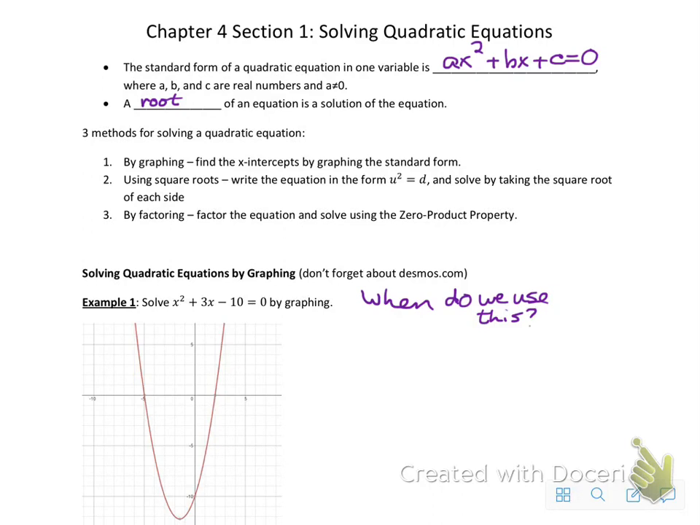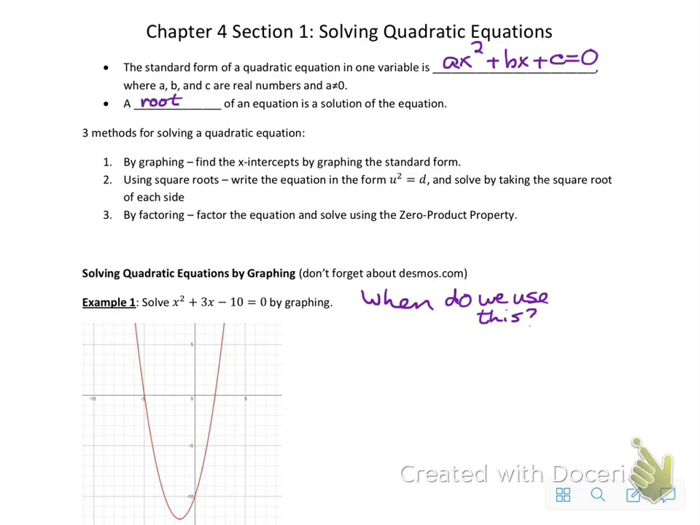Now, there's 3 methods for solving a quadratic equation so far. The first is by graphing. This works for any quadratic, because any quadratic that you have is going to be a parabola. The solution to the quadratic equation is where your graph crosses the x-axis. So you're finding the x-intercepts by graphing the standard form, just putting it in your calculator. You can also solve it by using square roots, so write the equation and solve, and I'm going to show you how to do that. Or you can solve by factoring.